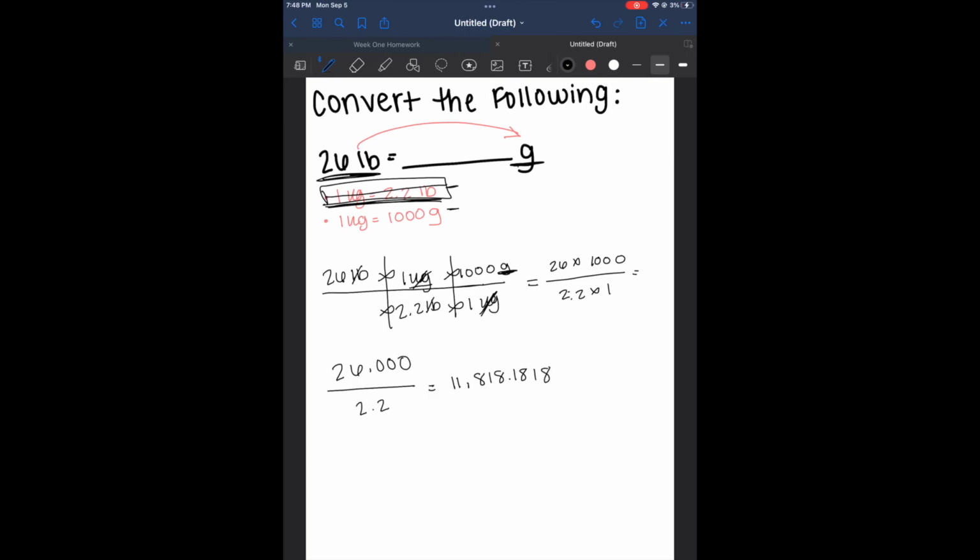11,818.81818. Now remember, this grams is a weight, and remember that all of our weights need to be rounded to the nearest tenth. So this 1 is in our tenth spot, which means we're going to base this rounding on the 8. So our final answer is going to be 11,818.2 grams. So don't forget your rounding rules with these.